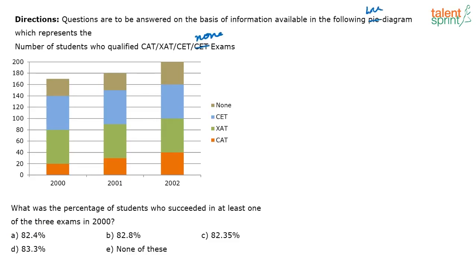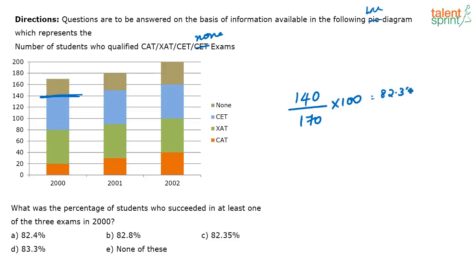Fairly easy one, no? You should not be taking so long to answer such questions. See, what was the percentage of students who succeeded in at least one of the 3 examinations? At least one of the 3 examinations means totally how many students have succeeded? 140 students, correct? So totally out of this 170 students, the students who have succeeded in at least one examination is 140. So what is the percentage that you're looking at? 140 divided by 170 into 100. So when you solve it, you will get the answer as 82.35.